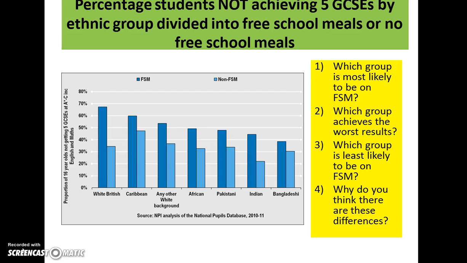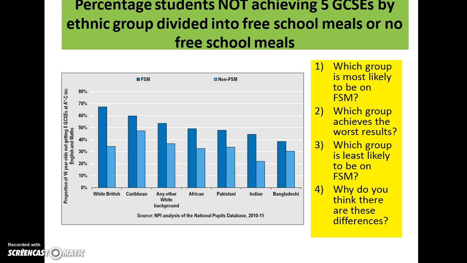So this graph shows you the students on free school meals in dark blue and not on free school meals in light blue. We see the different ethnic groups along the bottom, and along the side is the percentage who have not achieved 5 GCSEs A star to C, including English and Maths. So they haven't achieved the rate that we would expect.